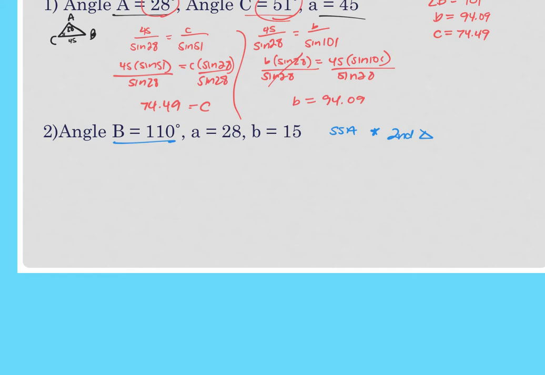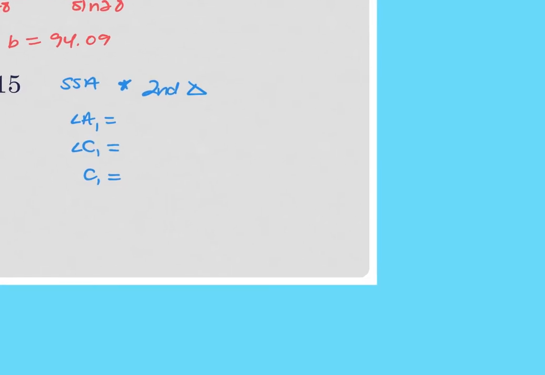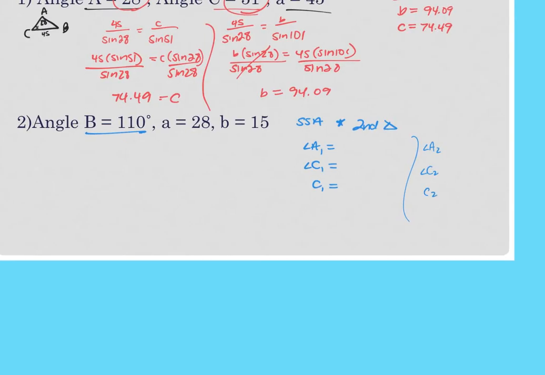So I'm going to list everything I'm missing. I'm missing angle A, but I'm going to call it A1. I'm missing angle C1, and I'm missing side C1. And then I'm going to remind myself that there's a possibility of a second triangle. So I would do angle A2, angle C2, and C2. Then I set it up. So the one I have both letters of is B.